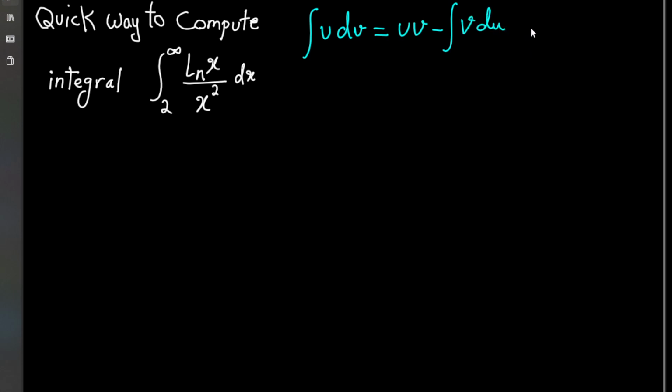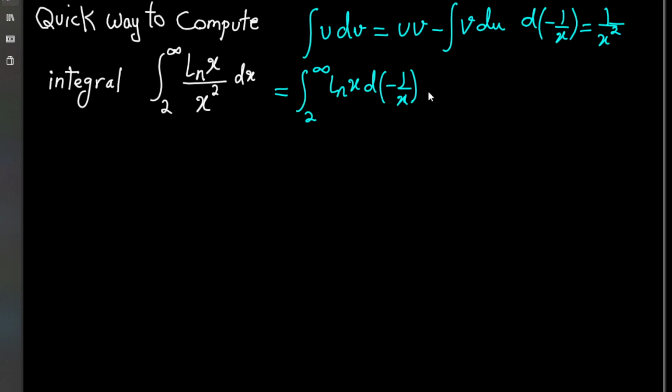Okay, and I'm going to rely on the fact that the derivative of negative 1 over x with respect to x is 1 over x squared. So knowing this, I'm going to rewrite this integral in this form: the integral from 2 to infinity of ln x, and then instead of dx over x squared, I'm going to just write d of minus 1 over x. This is supposed to be our u, and this is the dv that we expected to have.